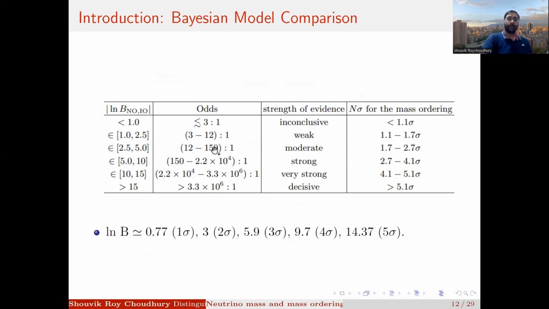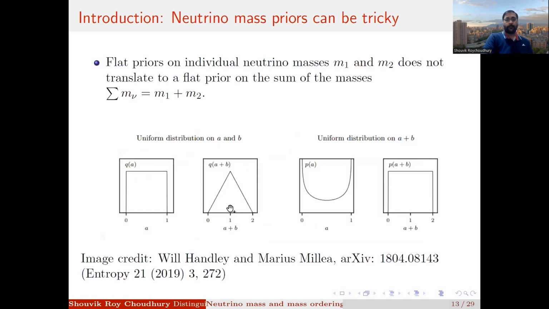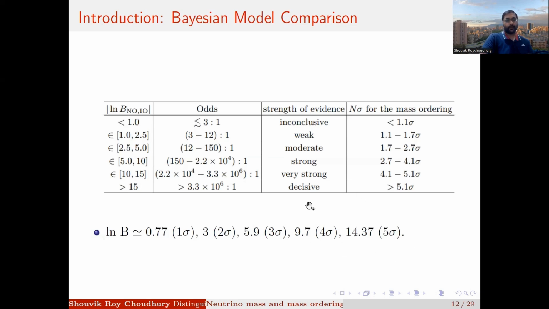But for less than strong evidence, we need a Bayes factor close to 150. Whereas for strong evidence, we need Bayes factors more than 150. But for conclusive evidence, we need this 5 sigma confidence, this 5 sigma value of log B, which is 14.37.